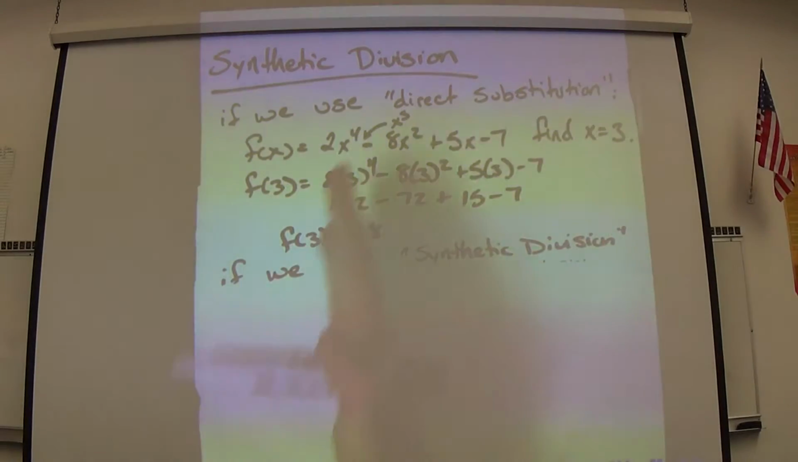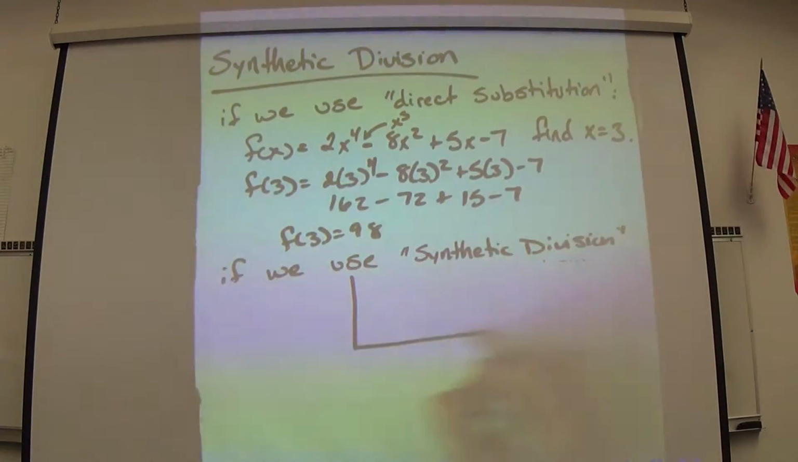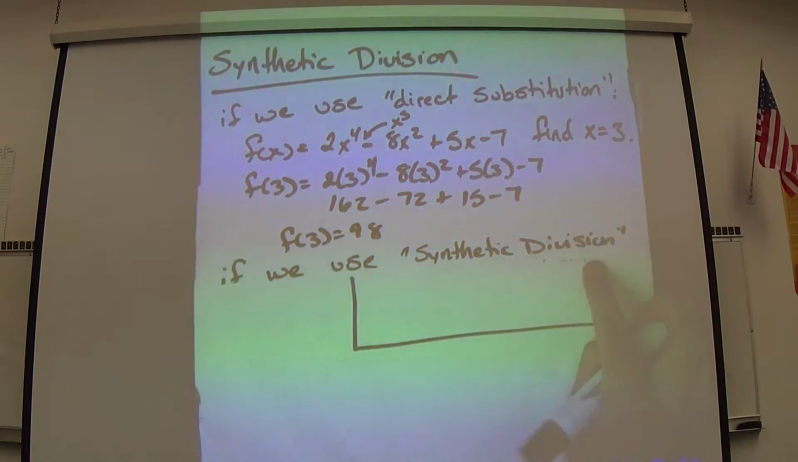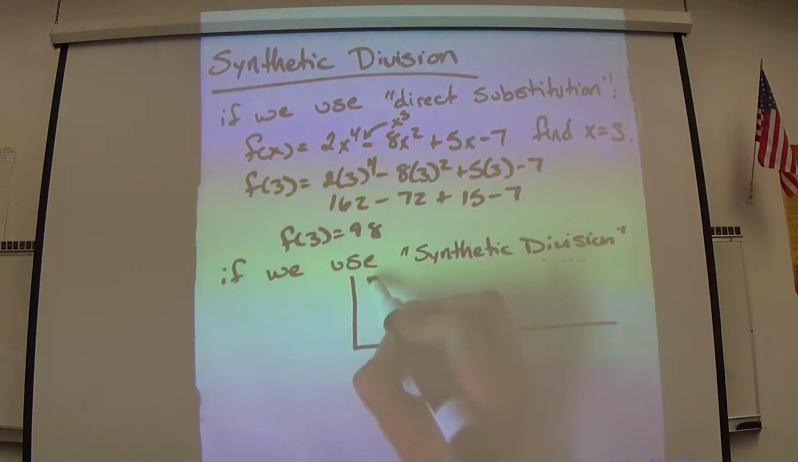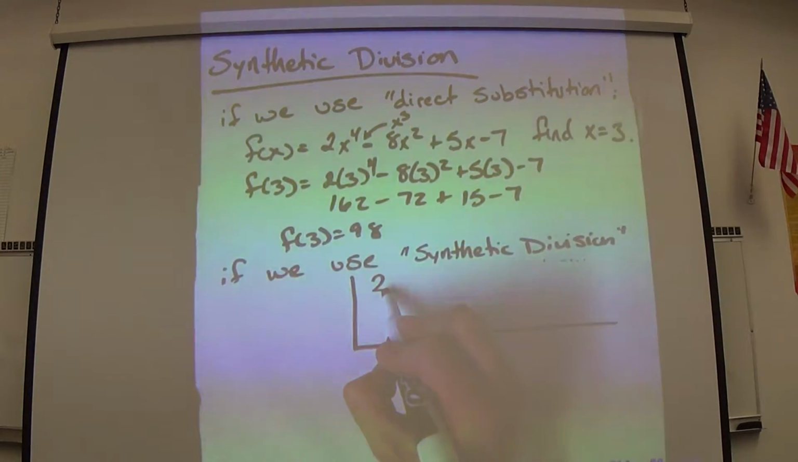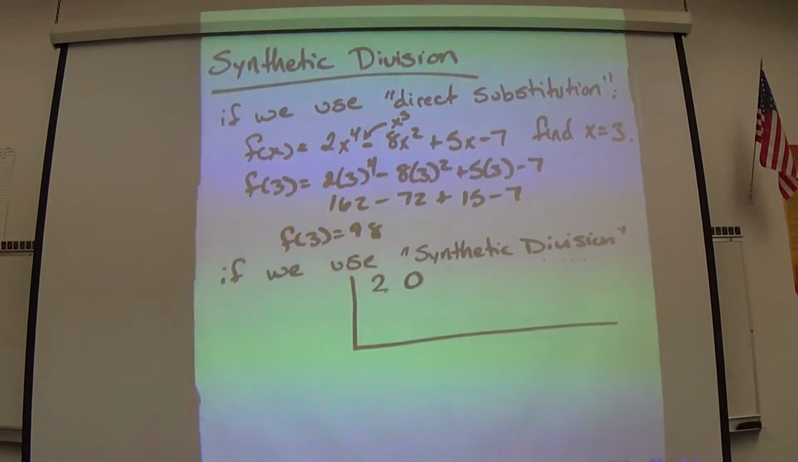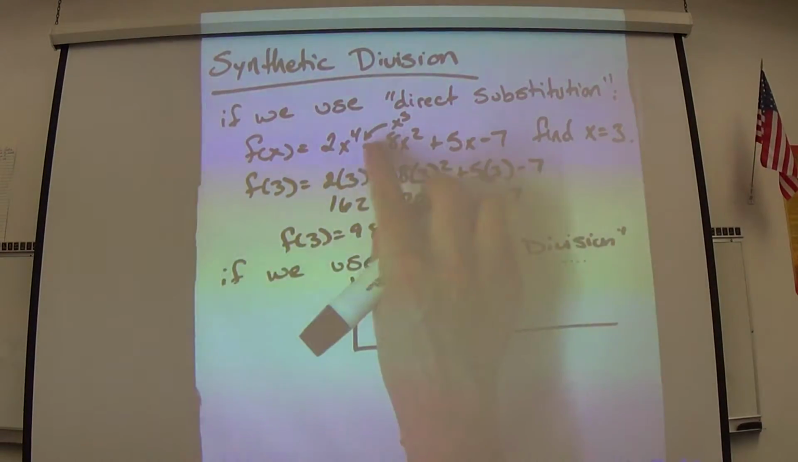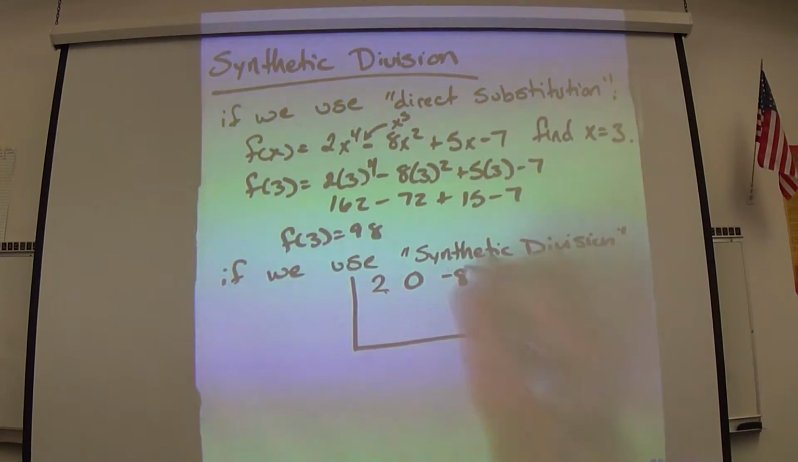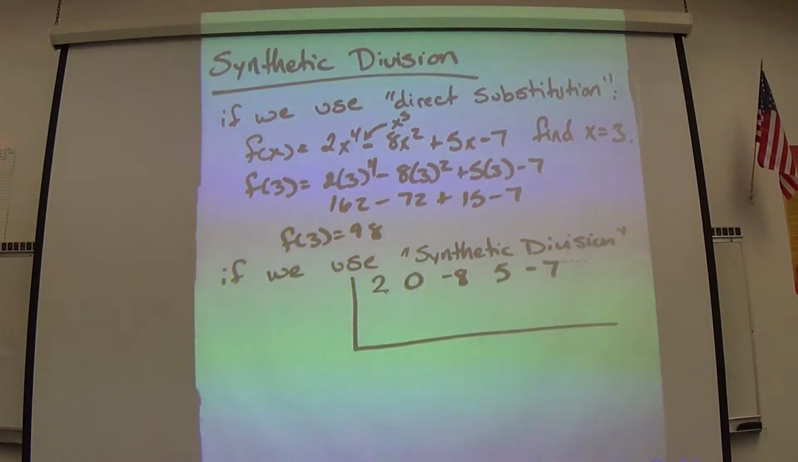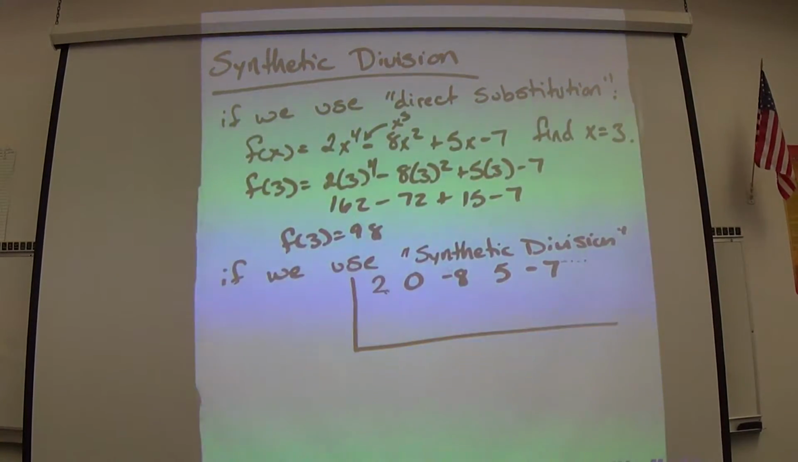If I skipped x to the 3rd, when I do my coefficients, I'm going to do a 2. You don't need to bring the x's down, so just 2. The one that you skip, I need a 0 for a place filler. And then I go to the square, so that comes next, -8, and then 5, and then -7. So I don't skip anything after x cubed. Good so far?